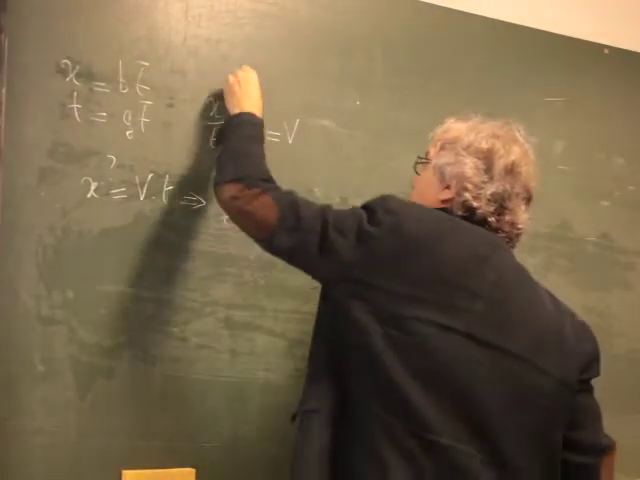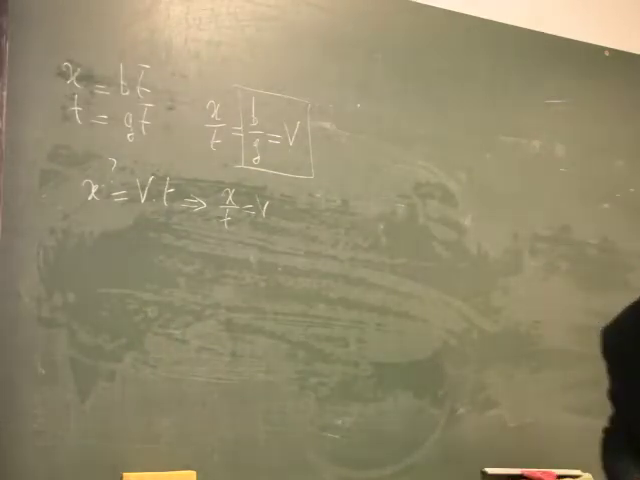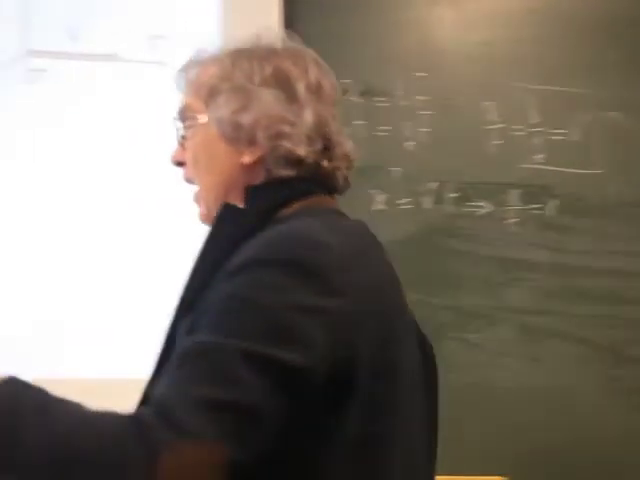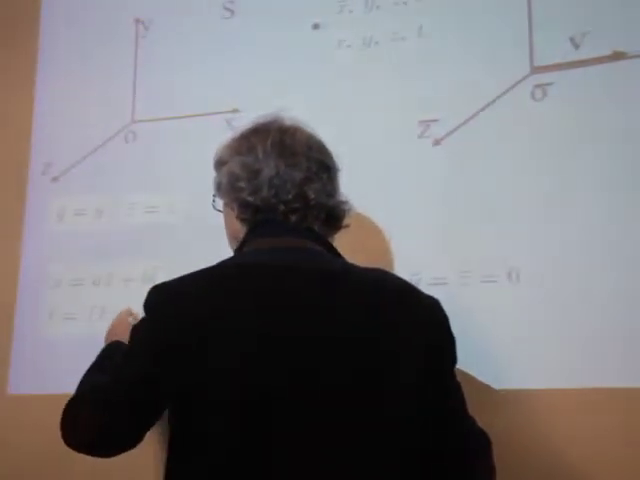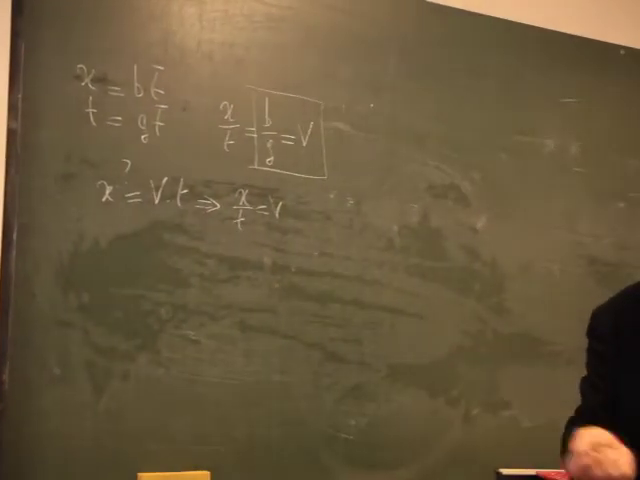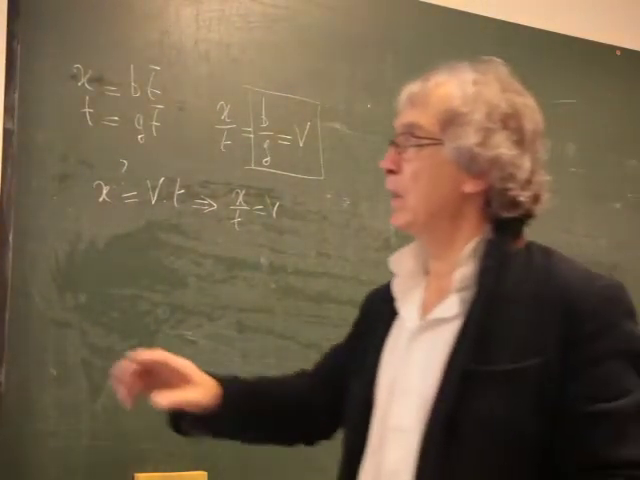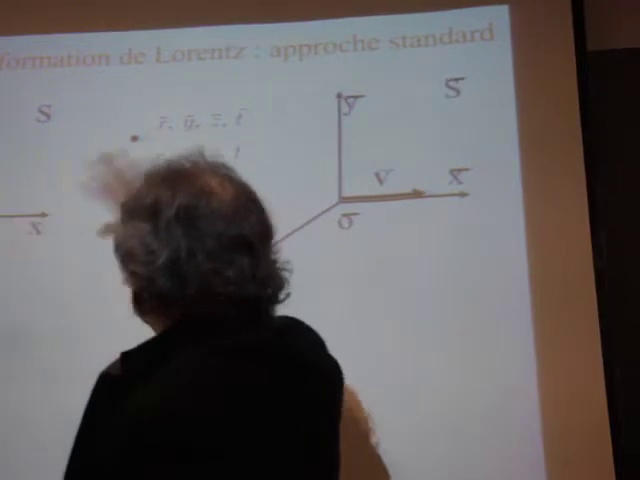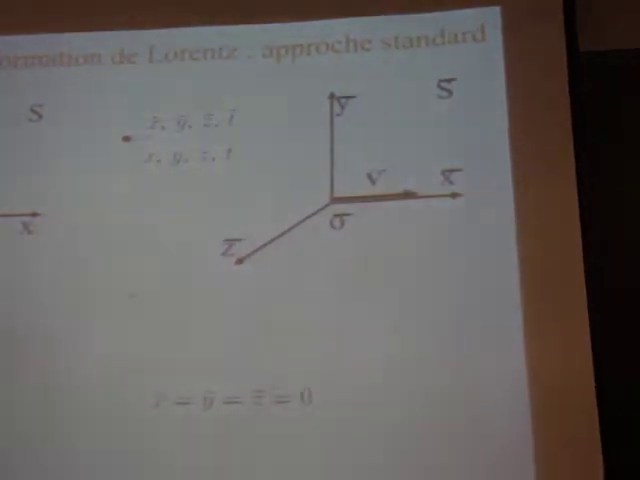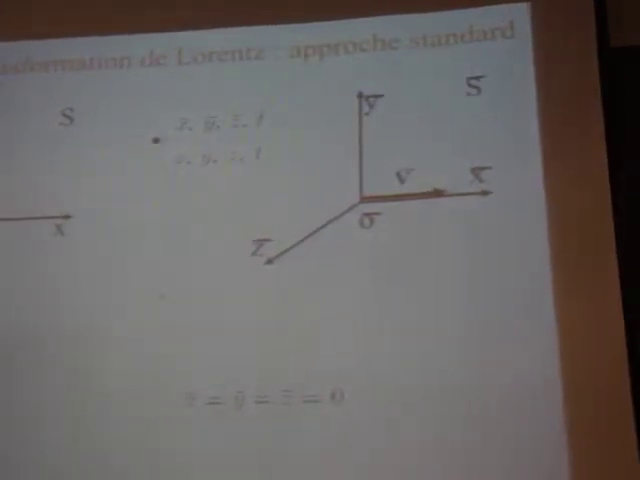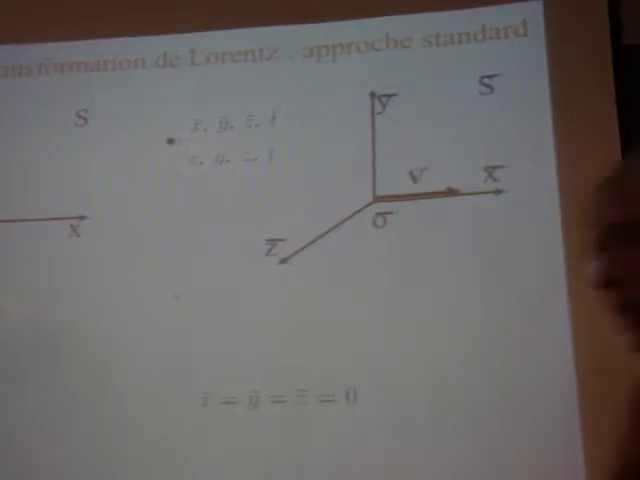So B over G is equal to V. So this is already one relation. The problem is that I have four unknowns. Already I have one relation, so I'm still missing three relations. So I'm going to establish now three more relations. To do that, I'm going to imagine that the particle here is moving with respect to S and to S bar, and to write the relation of its velocity in S with respect to its velocity in S bar. So how to do that?